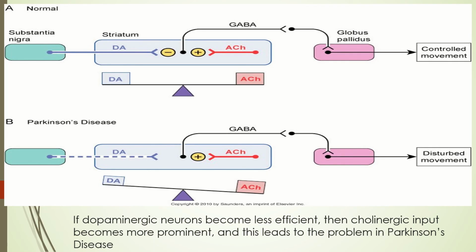So how would we treat Parkinson's disease? Normally, we would have an adequate amount of dopamine and a counter amount of acetylcholine, and these two balance themselves out, leading to controlled movement, as illustrated in the diagram above. But because we have a lack of dopaminergic neurons, or degeneration of dopaminergic neurons, this leads to a decrease in the amount of dopamine in the system. And this decrease means cholinergic input becomes more prominent. This prominent cholinergic input is what actually causes the problems in Parkinson's disease.